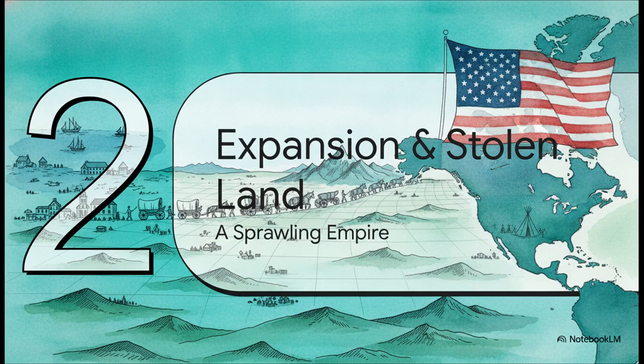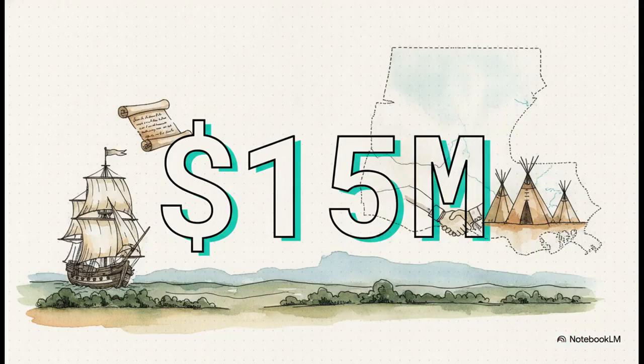That brings us to part two, expansion and stolen lands. Now, check out this number. $15 million. In 1803, the newly formed United States dropped this staggering amount on the Louisiana Purchase. But here's the catch. They weren't actually buying the land from France because France didn't even own it. They were literally just buying the imperial rights to colonize it, basically paying France to step aside so the U.S. could deal with the native tribes who actually lived there.